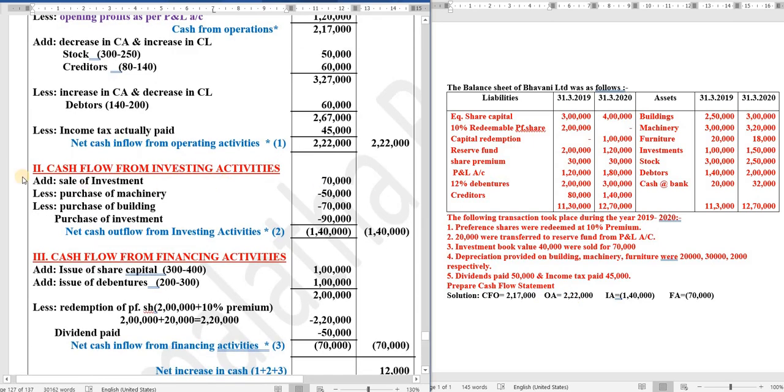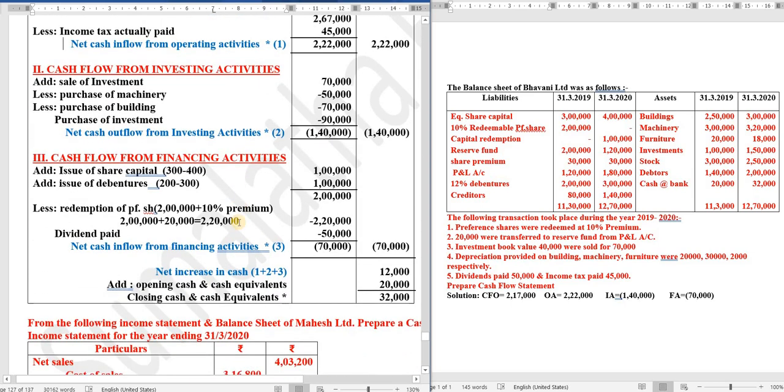Next, coming to the investing activity. You have sale of investment, purchase of machinery, purchase of building, purchase of investment. 70,000 minus 50, 70, 90. You will be getting minus 1,40,000. That means net cash outflow from investing activities.